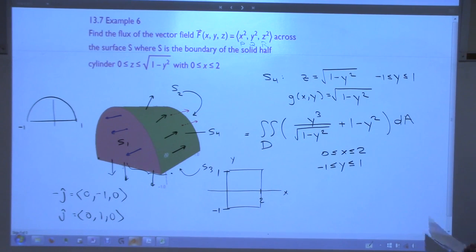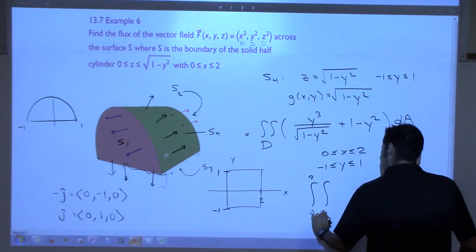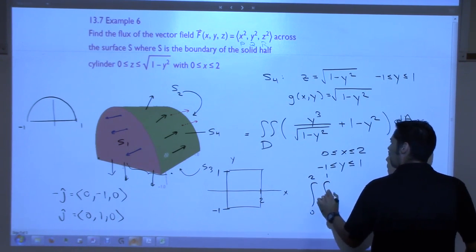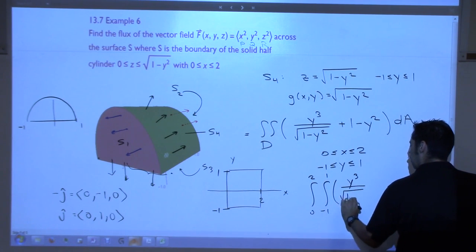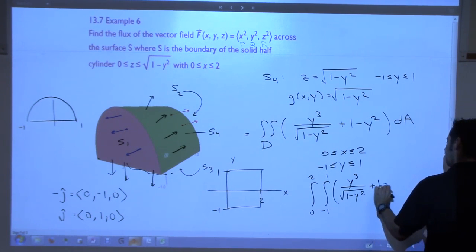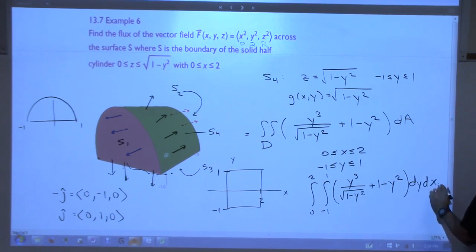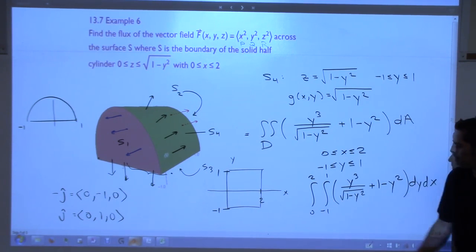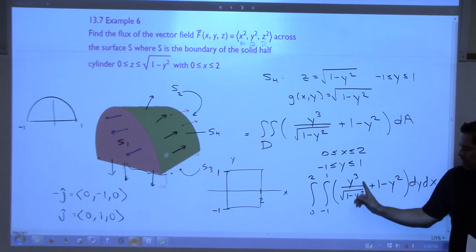So last step, I'm going to set up my limits of integration, 0 to 2, negative 1 to 1, of y cubed over the square root of 1 minus y squared plus 1 minus y squared, dy dx, because I chose the order here to be like this. And if you do this, which I'm not going to do, this one is kind of an interesting integral right here.